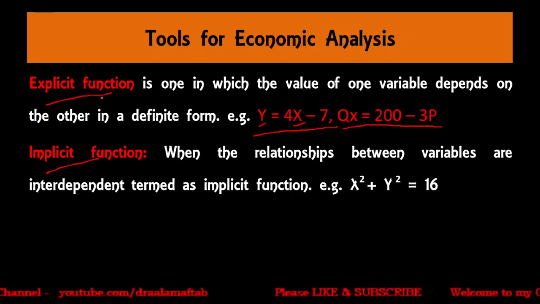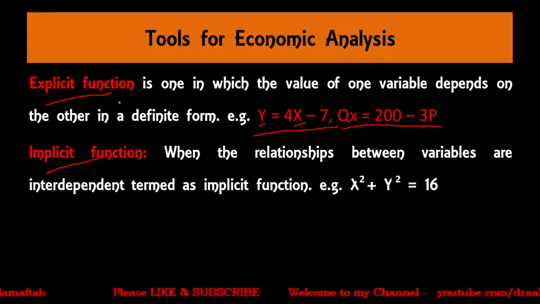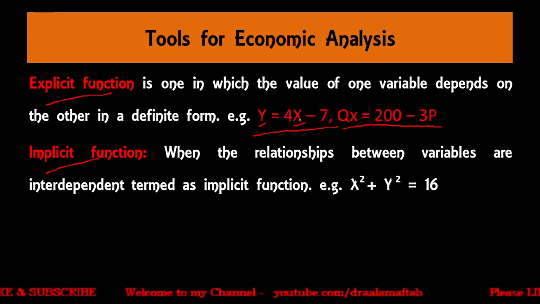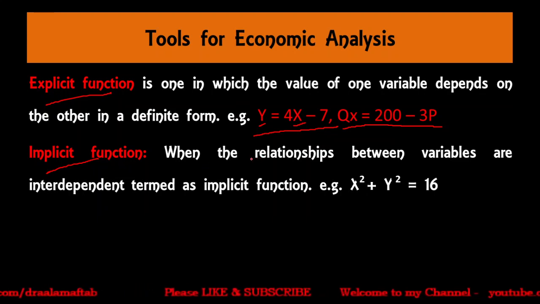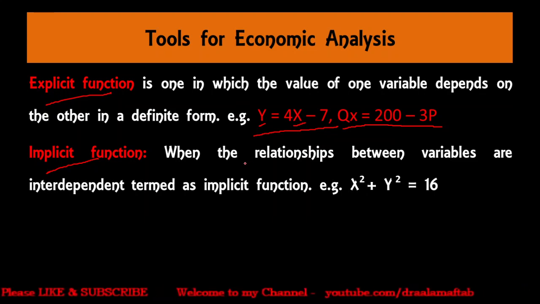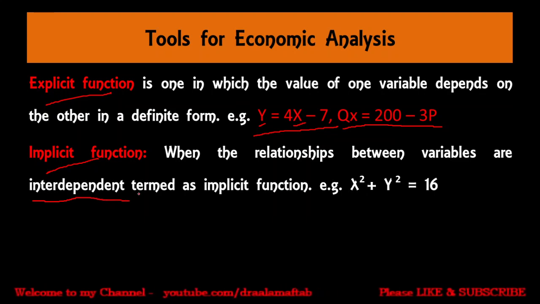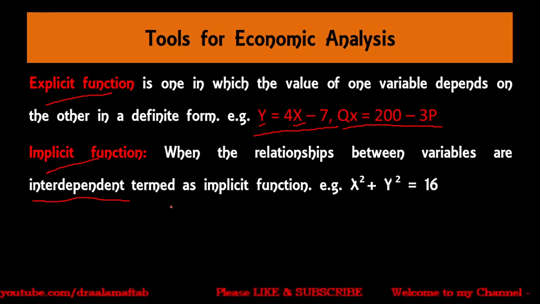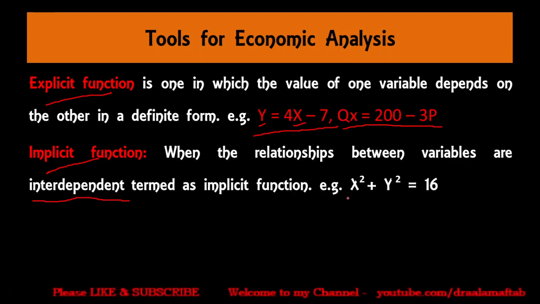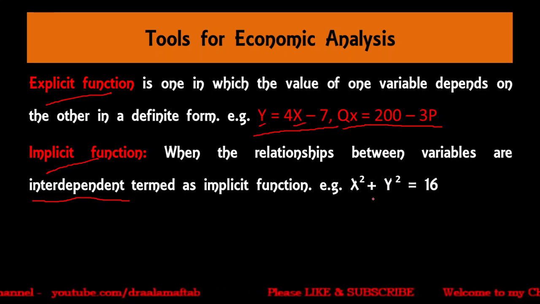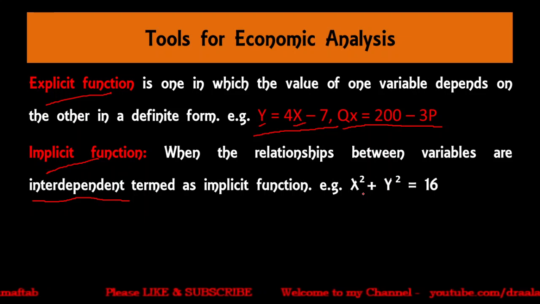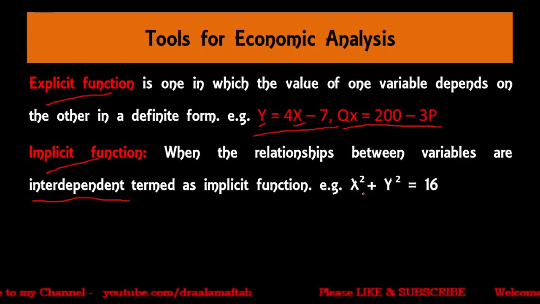So in the case of an explicit function, you are able to easily make out which variable is dependent and which one is independent. Whereas in the case of an implicit function, the relationship between variables is not clear in terms of dependent and independent variable. In fact, they are interdependent variables. Say, for example, x to the power 2 plus y to the power 2 is equal to 16. Here x and y are both interrelated: x is affecting y, and y is affecting x. So you are not able to make out which one is dependent and which one is independent.